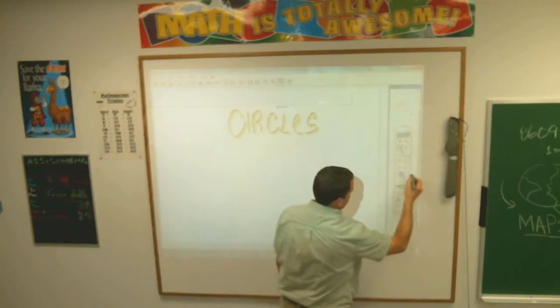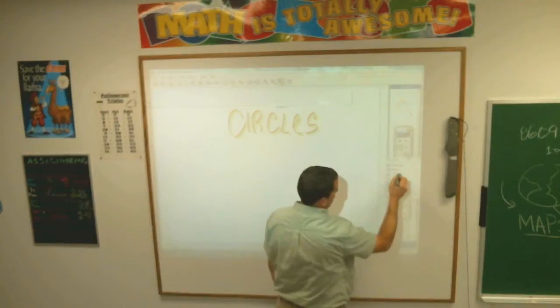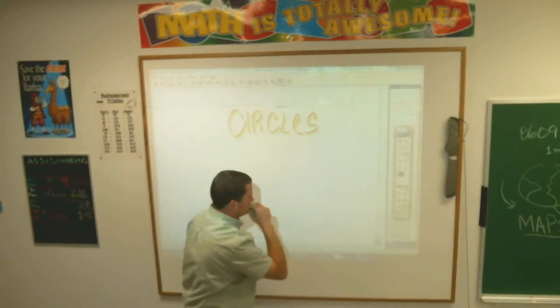Oh boy, I don't even have a circle drawer up here, do I? Circles. Ellipses, I guess, must be circles.